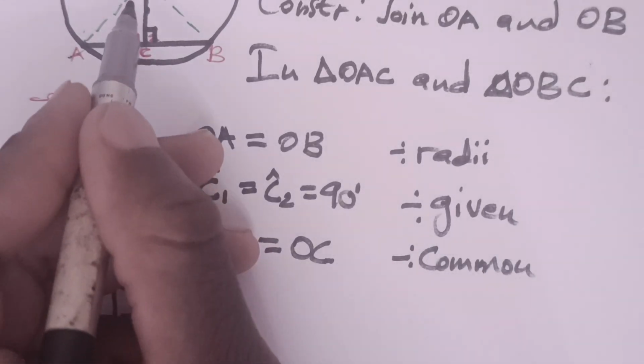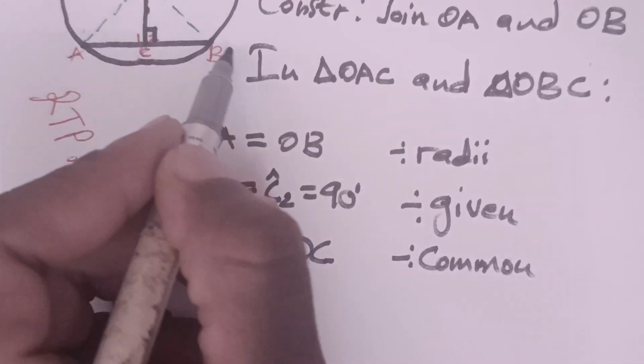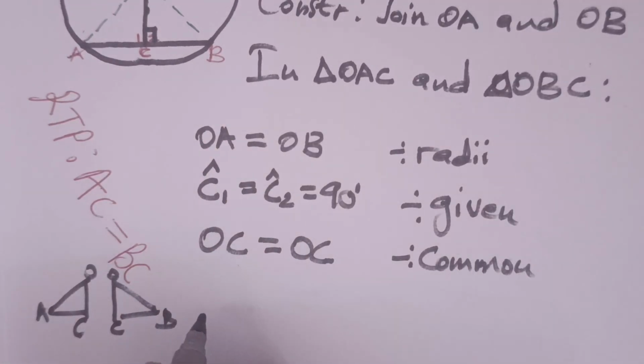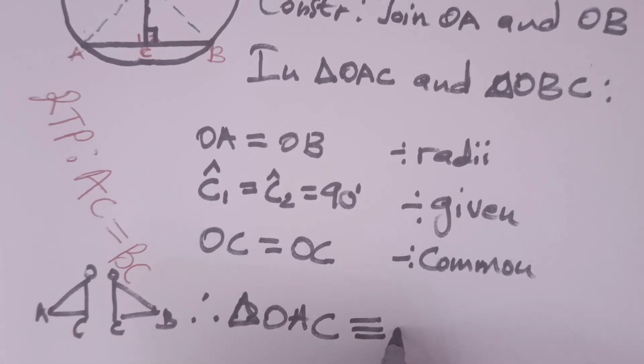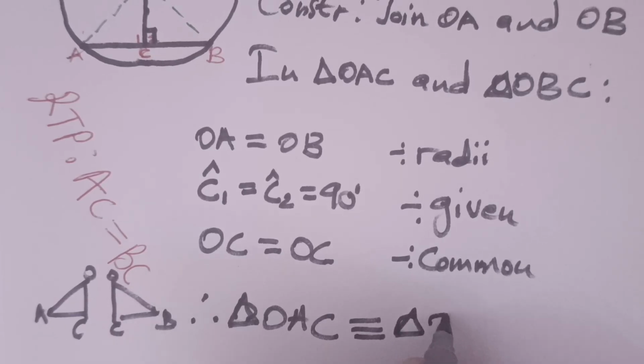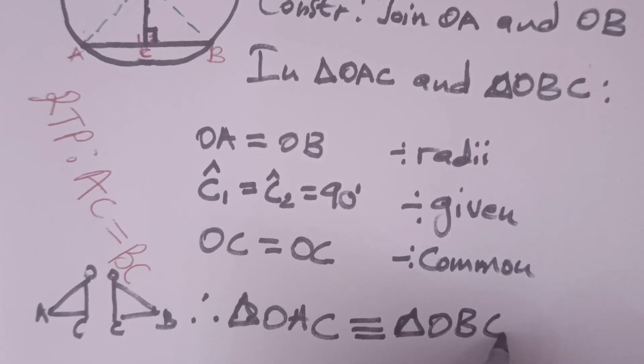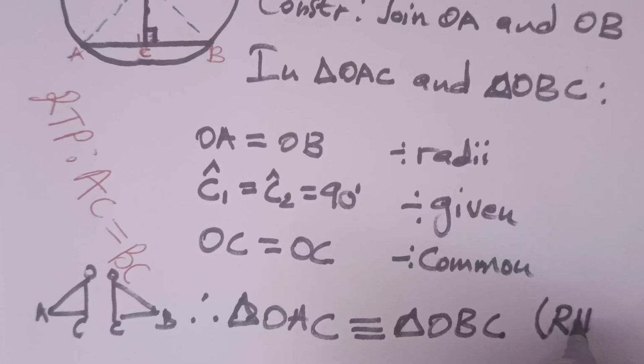triangle OAC and triangle OBC qualify to be known as triangles that are congruent to each other. Therefore, triangle OAC is congruent to triangle OBC. And why are they congruent? Because there is a right angle, a hypotenuse and one other side. That is your reason, RHS.